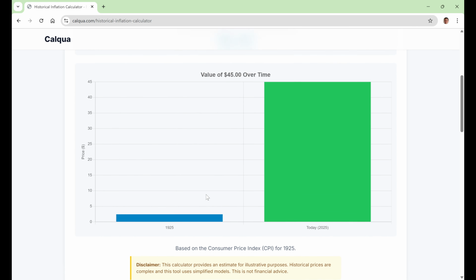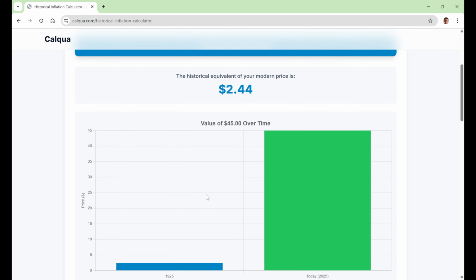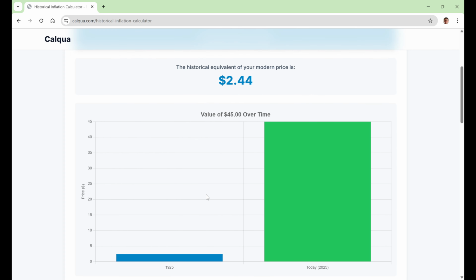The relative affordability of goods and services was dramatically different, reflecting a post-World War I, pre-Depression global economy that was rapidly modernizing. The value of money was strong, and consumer goods, while not widely available by today's standards, were relatively inexpensive for those who could afford them.